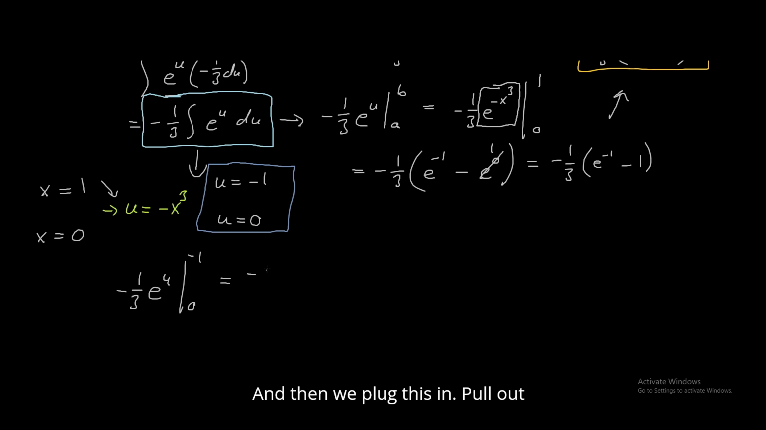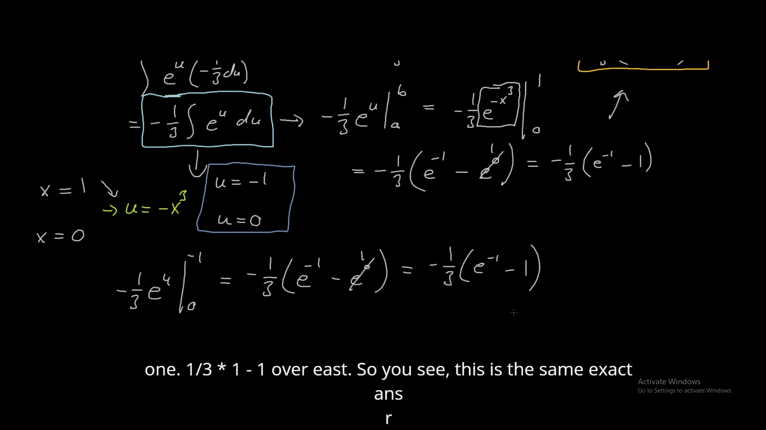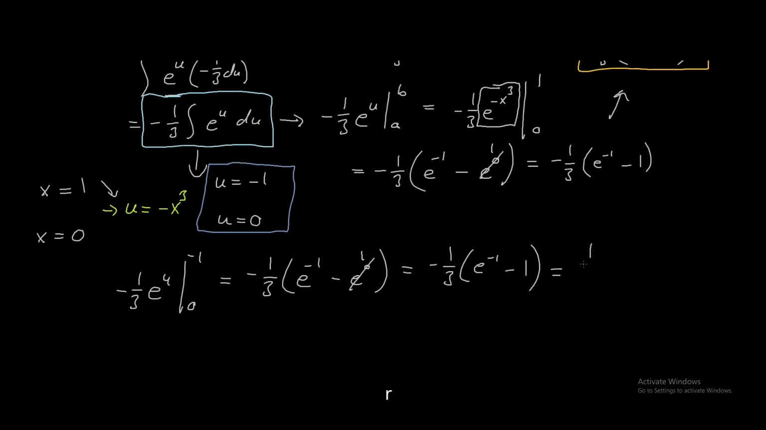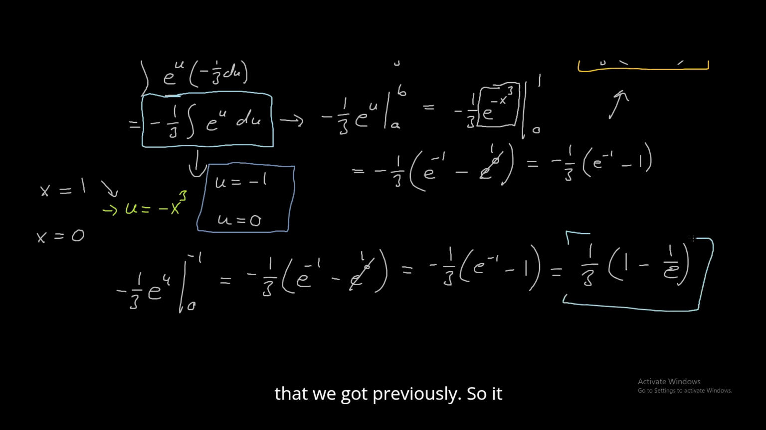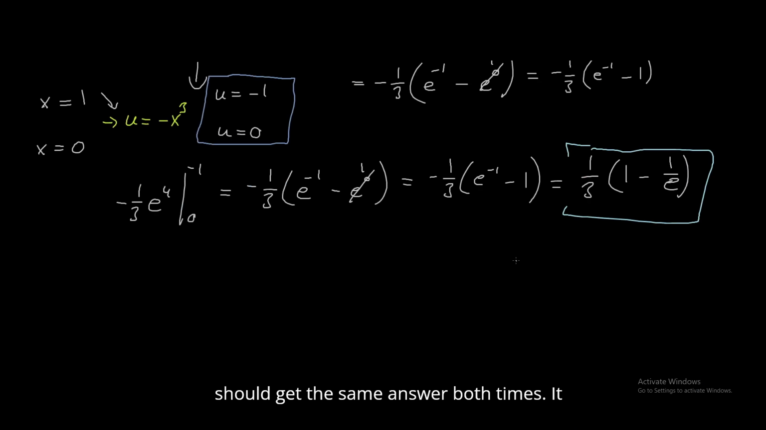And then when we plug this in, pulling out this negative 1/3 again just like last time, we get e to the negative 1 minus e to the 0. E to the 0 is just 1. So we're left with negative 1/3 times e to the negative 1 minus 1, and we'll rewrite this just like we did the other one: 1/3 times 1 minus 1 over e. So you see, this is the exact same answer that we got previously. It doesn't matter which way you do it; you should get the same answer both times. It might be a good way to also check your work if you're ever unsure. So just do it both ways.